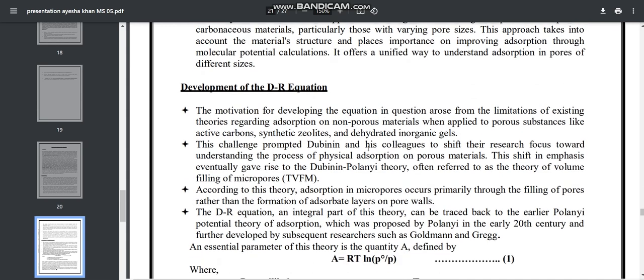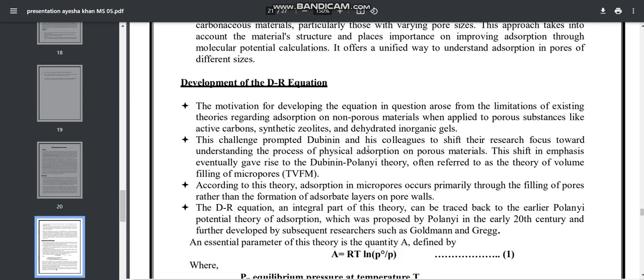The next is the development of the DR equation. The equation was created because the existing theories could not fully explain adsorption on porous materials like active carbons and zeolites. Dubinin and his colleagues shifted their focus to understanding physical adsorption on porous substances, leading to the Dubinin-Polanyi theory. According to this theory, adsorption in micropores happens by filling the pores rather than forming layers on a porous wall. The DR equation is a part of this theory, stemming from the earlier Polanyi potential theory developed by researchers like Goldmann and Gregg.